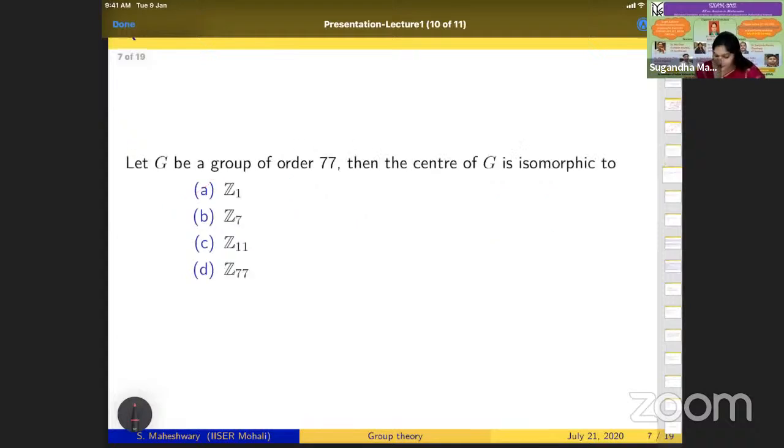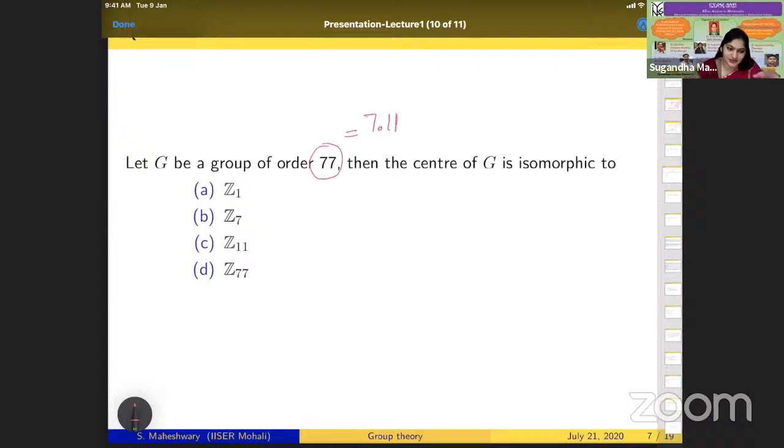All right, let me proceed to the next question, which asks: for a group of order 77, what are the possibilities of the center of G? So let's first understand what this group is. What is 77 equal to? This question was asked in 2011. Again, it is a single option; of course, the answer cannot be 2 options for such a question. So this is 7 times 11.